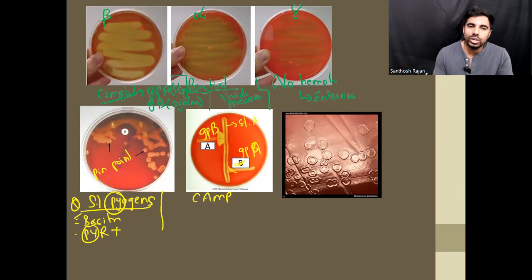Group A, there is no CAMP. But group B, agalactiae has a CAMP. That's it. The CAMP is positive. That is agalactiae, Streptococcus agalactiae. Sometimes they will not give you agalactiae. They'll just give you group B. That's it. B for boys, B for Islam.